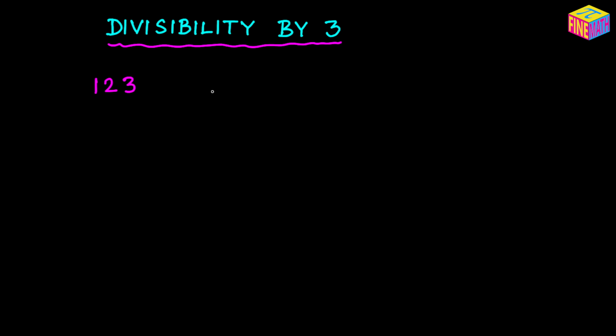But the rule says that the sum of the digits matters. So let's do the sum of the digits. In this case, it will be 1 plus 2 plus 3, which turns out to be 6. We all know that 6 is divisible by 3.